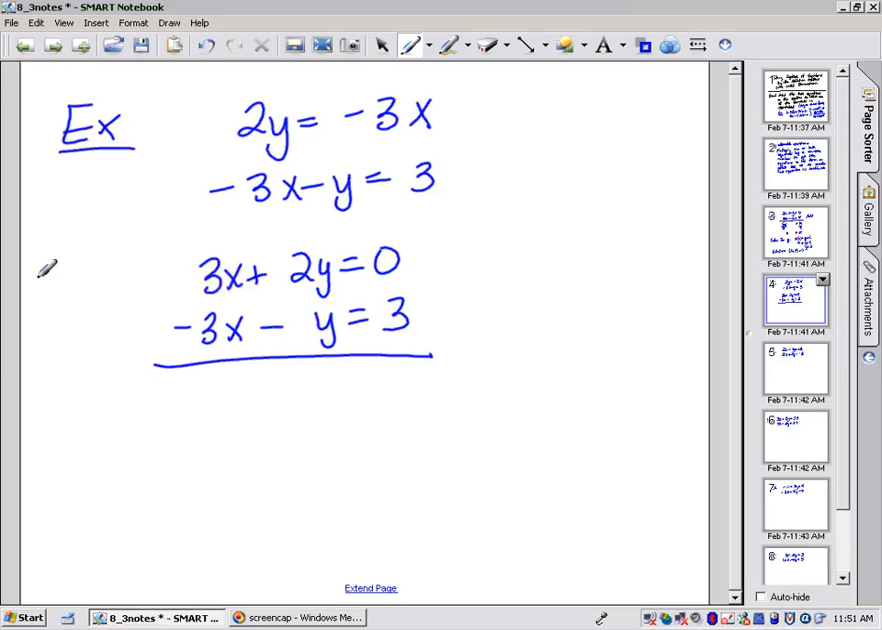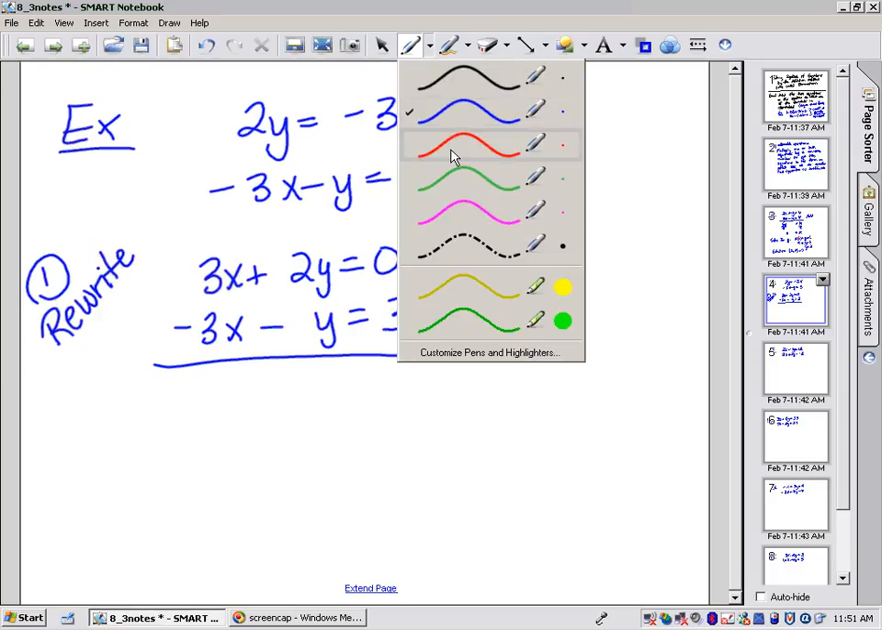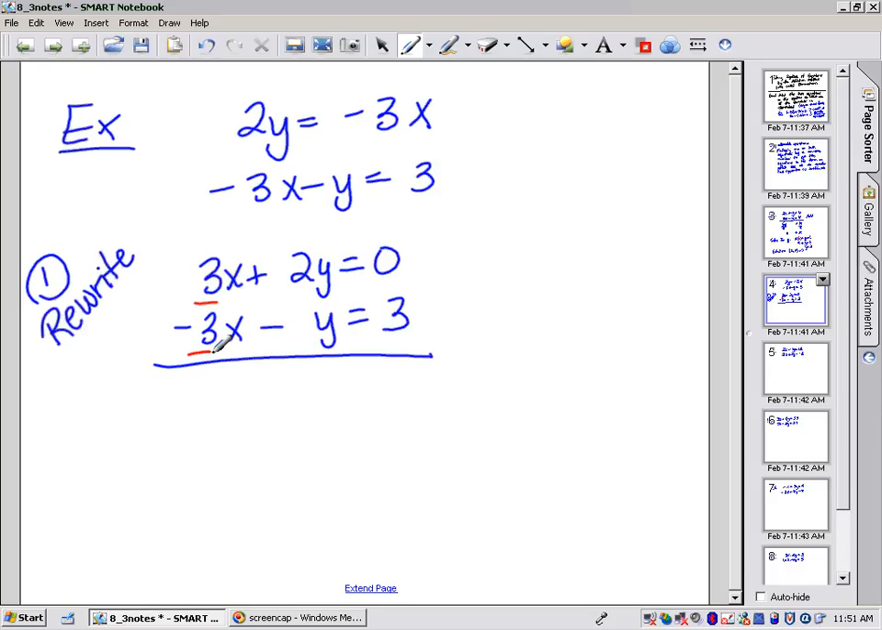And in rewriting, notice that the coefficients of x are opposite, right? A 3 and a negative 3, those are opposites of one another, so we don't have to do any work to change the equations. We can just simply add them. So 3x minus 3x is 0. 2y plus a negative y is 1y, which is equal to 3. So now we need to solve for x.